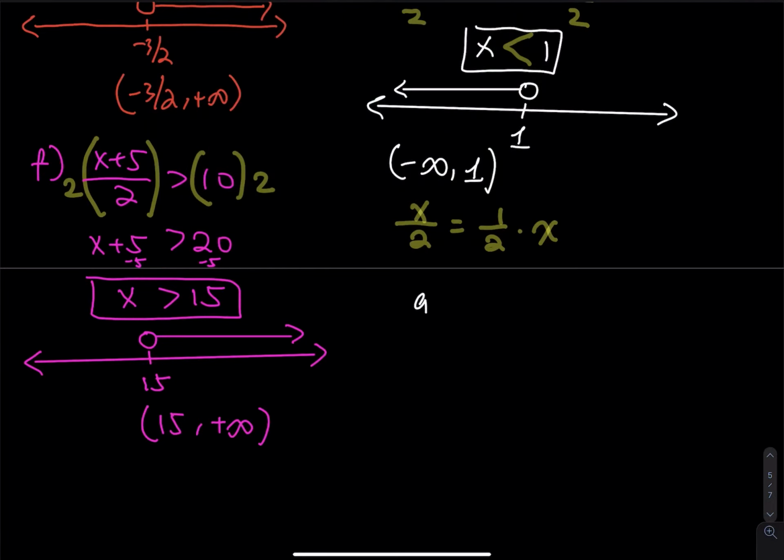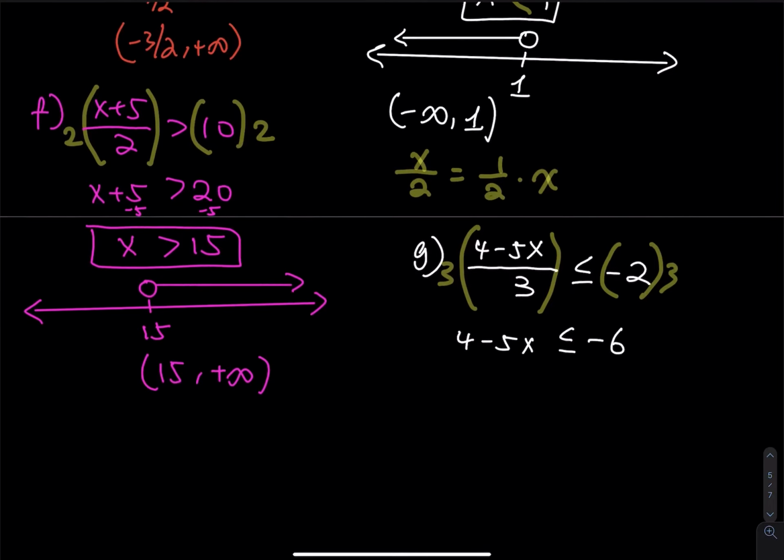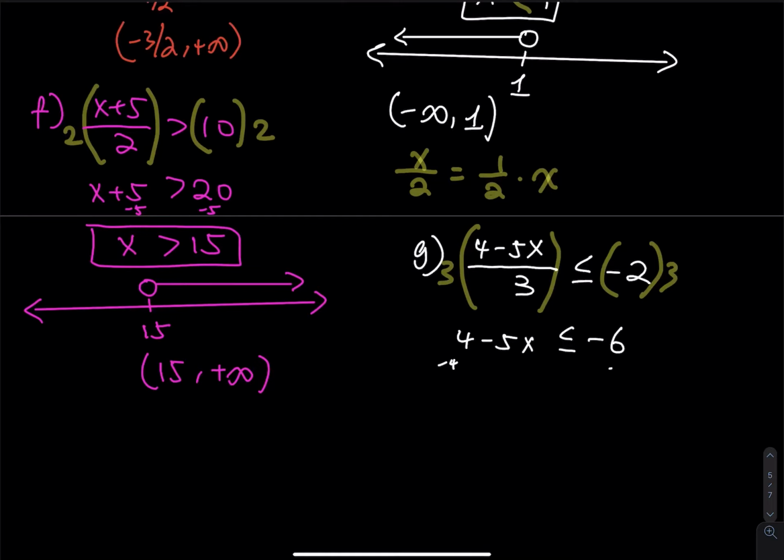Part G, we have (4 minus 5x) divided by 3 less than or equal to negative 2. So let's get out of the fraction by multiplying both sides by 3. So we have 4 minus 5x less than or equal to negative 6. And then you subtract 4 on both sides, so negative 5x less than or equal to negative 6 minus 4 is negative 10.